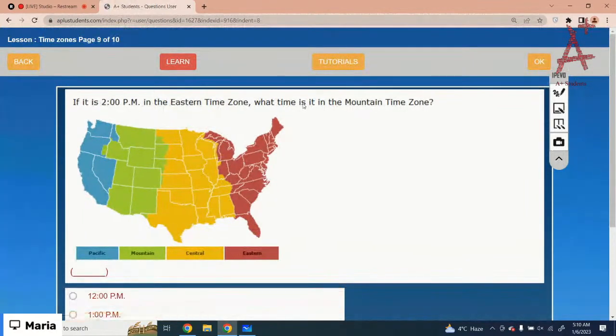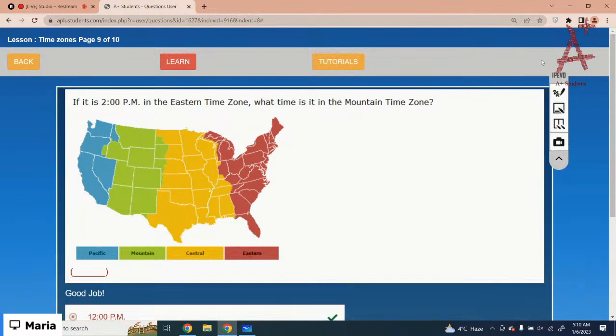Okay, if it is 2 p.m. in the eastern time zone, what time is it in the mountain zone? So mountain zone is 2 hours behind the Eastern. Got it? So in the Eastern it is 2 p.m., in Mountain it would be then 12. Got it? You have to go back 2 hours.